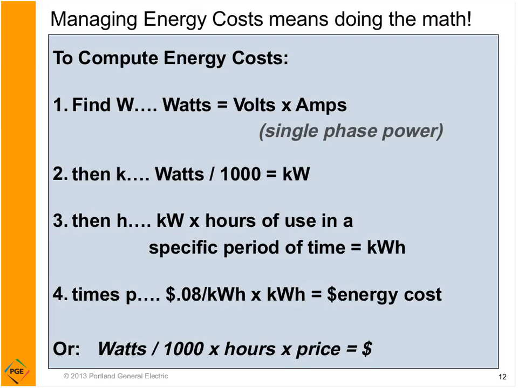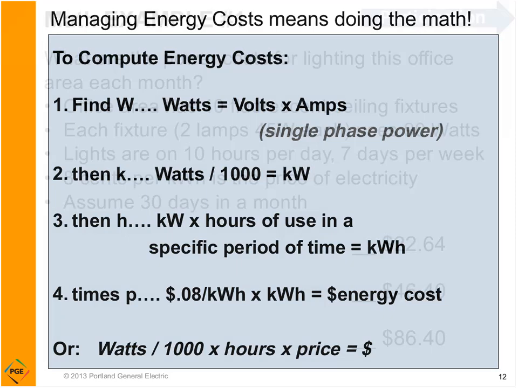So these are the 4 steps. Find the W, then the K, then the H, times the price. That tells you what this piece of equipment is going to cost on an hourly, monthly, or annual basis. If you like the algebra, it's watts divided by 1,000, times the hours, times the price. So that's a little cheat sheet of the core of today's tools.